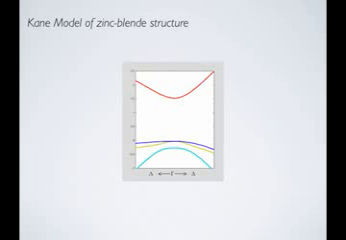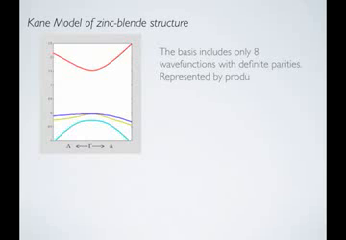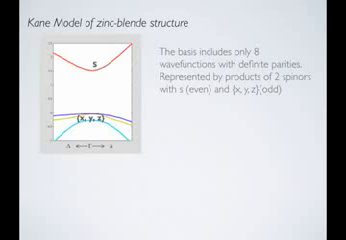Beyond band structure, this is also a powerful tool to analyze many electronic properties due to its simplicity and precision. In this model, usually 8 wave functions are considered for the basis set, including 1 conduction band and 3 valence bands at the zone center, together with the spin substates. All of these wave functions have definite parities.